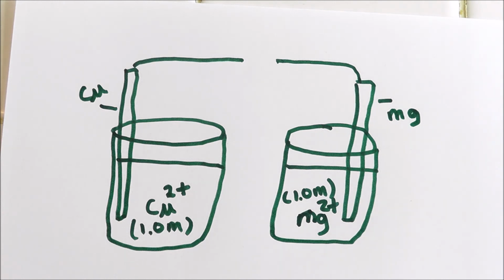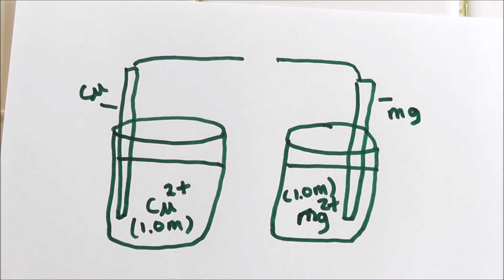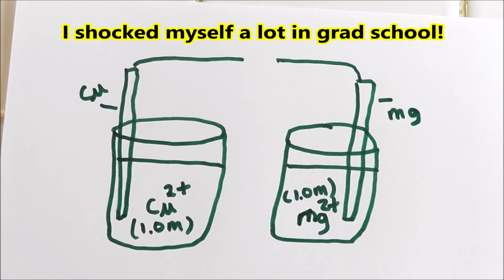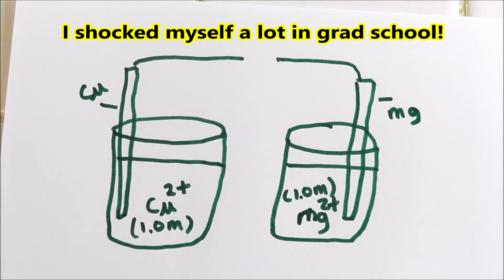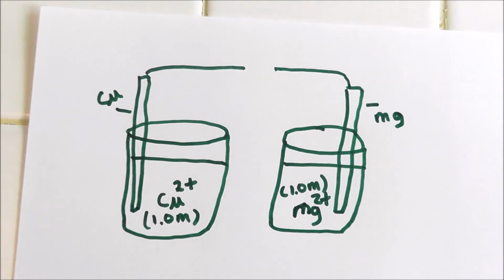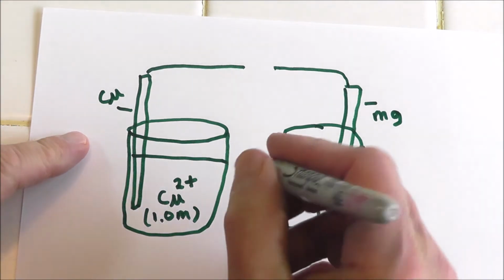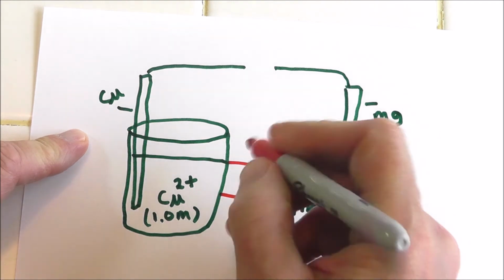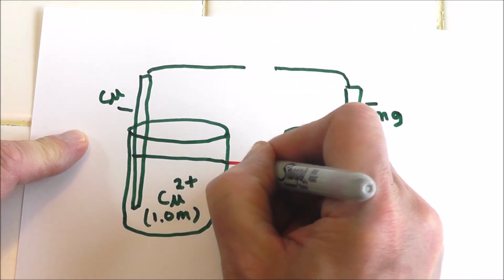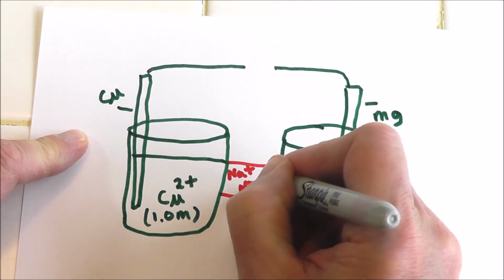All right, and by the way, whenever you connect two wires, like I learned in graduate school, put one of your hands in your pocket so you don't shock yourself. But look, when those connect, that wire connects. Ooh, almost forgot my salt bridge. Na plus NO3 minus.